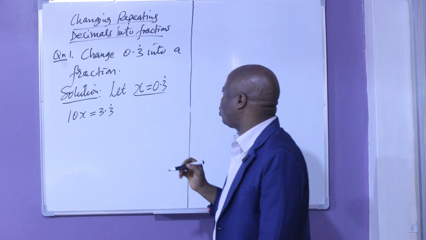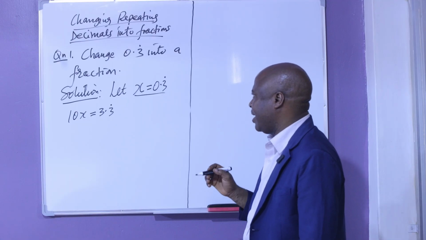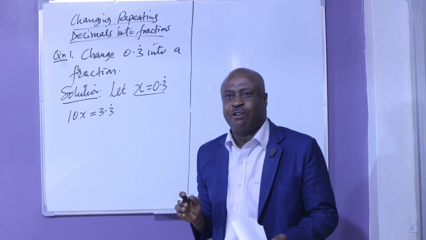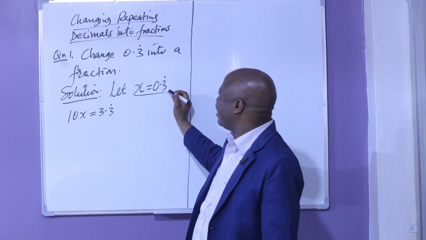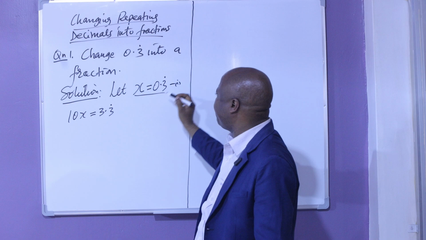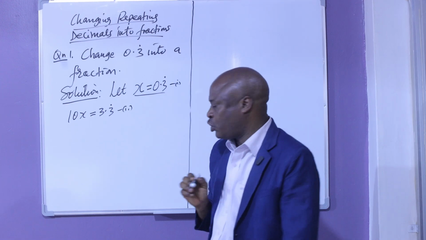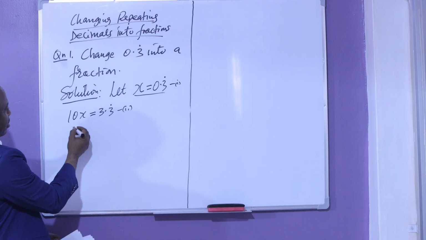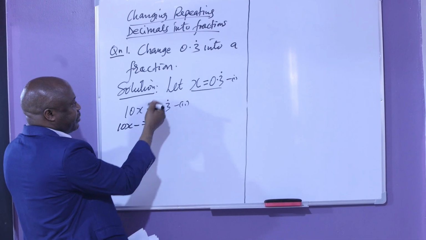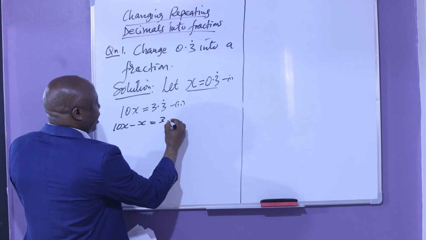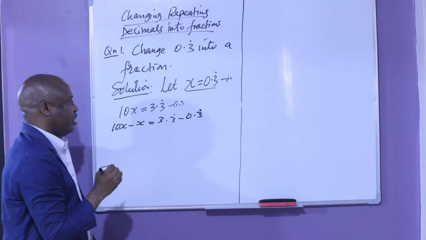And our x equals 0.3 repeating. Now, in order to get our value of x, what we do here is subtract the first part from the second part. This is what it means. Now, my 10x, I subtract x on my left hand side, must be equal to 3.3 repeating minus 0.3 repeating.